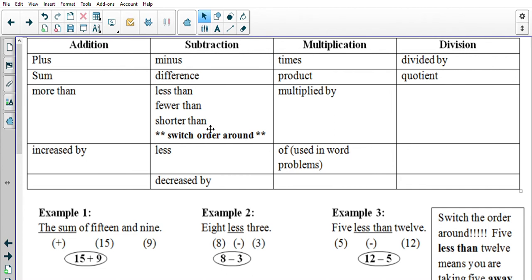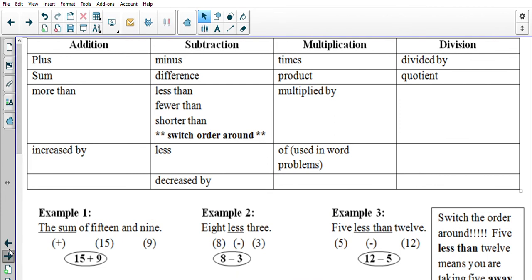For multiplication, we use words like times, product, which is often forgotten, multiplied by, and sometimes the word of is used in word problems, or when we start talking a little bit about percent problems. You'll see those later on this year. Finally, division, we use the words divided by and quotient for that. All right, let's go into our exercise questions.